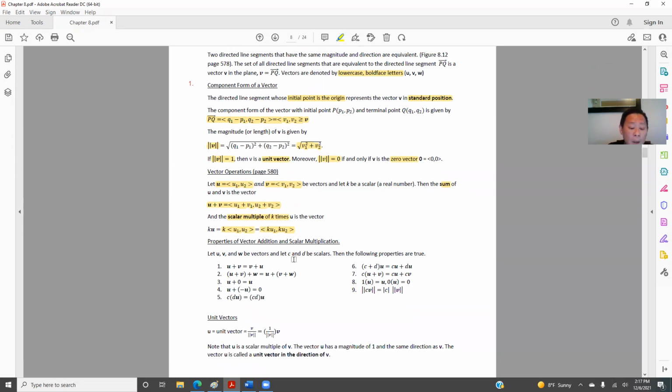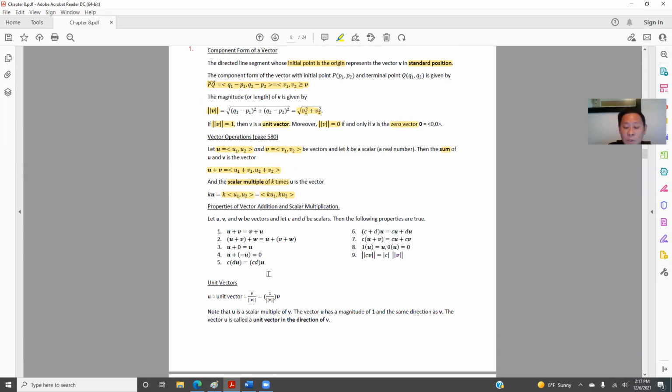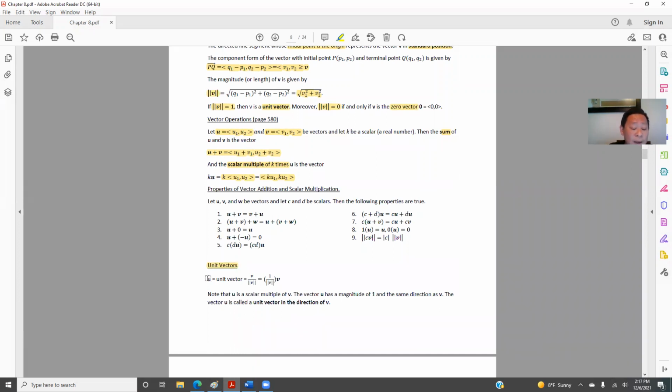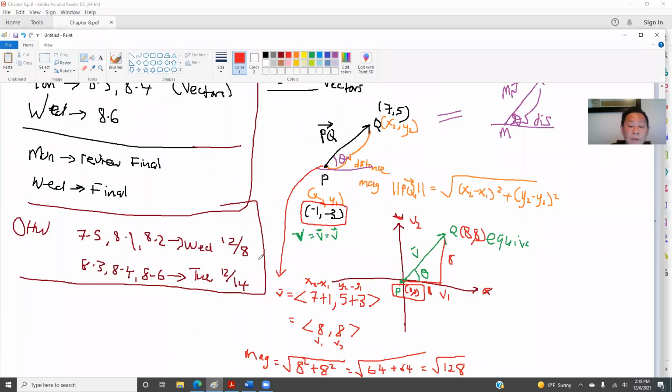The last thing we'll talk about here is the unit vector, then we'll do some examples. If you want to find a unit vector, you take the vector divided by its magnitude, and then you get yourself a unit vector. So for example, in this case, we know our vector V is 8, 8.